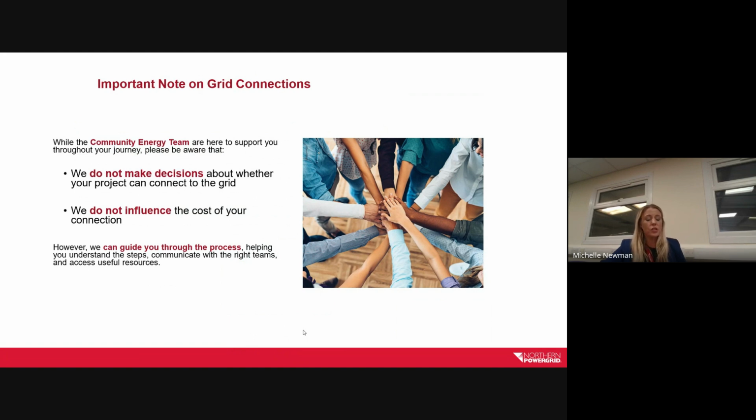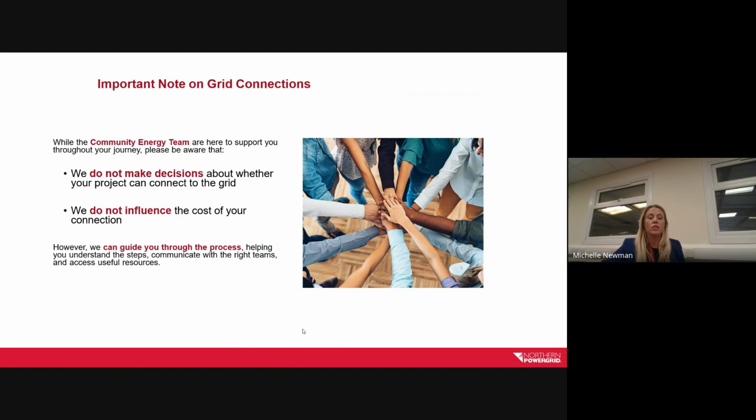So finally, there's just a few important notes from our side on grid connections. So the community energy team at Northern Powergrid, we are here to support you throughout the journey, and we're more than happy to support on all aspects of your community energy journey. In terms of connections, we don't make decisions about whether your project can connect to the grid, and we can't influence them, unfortunately, and we can't influence the cost of connection. We can, however, guide you through the process, and we can help you understand the steps.